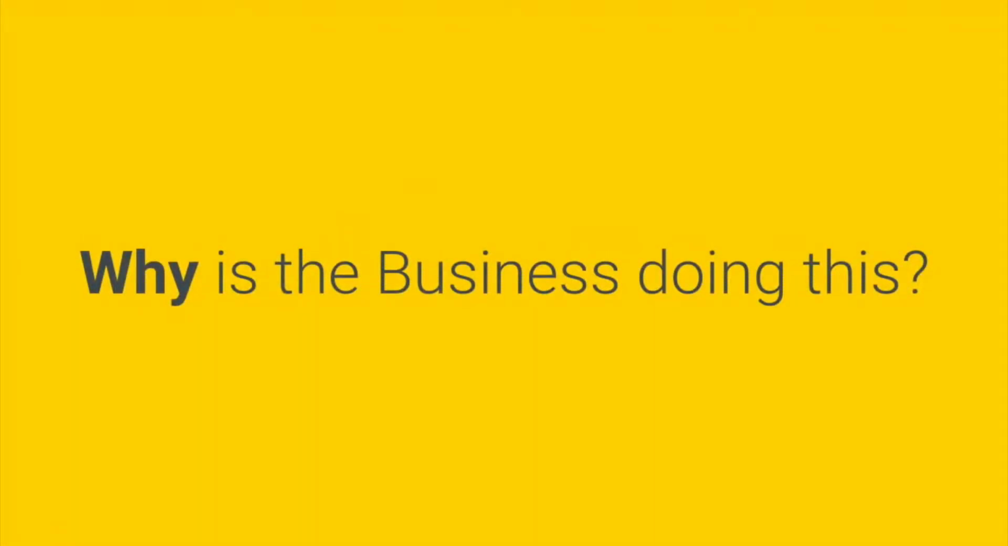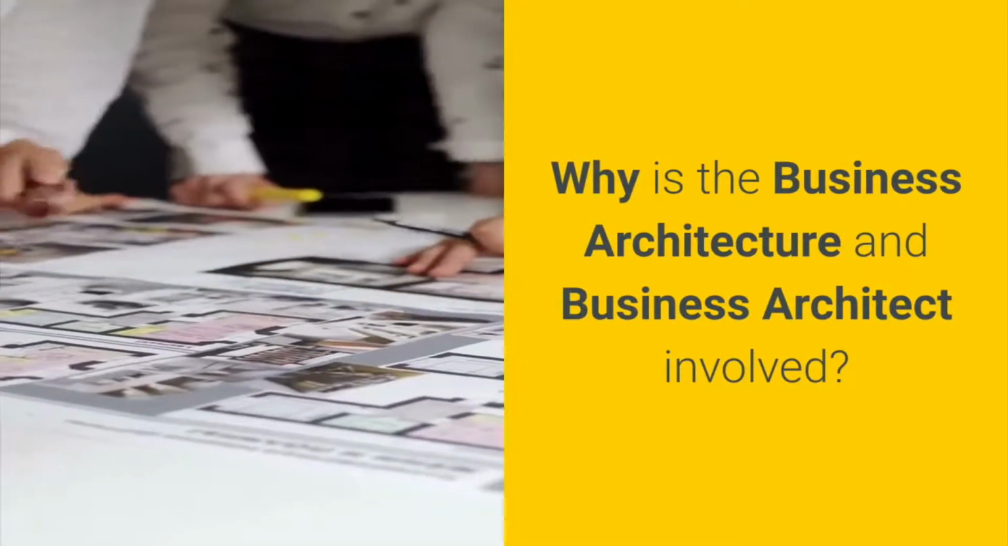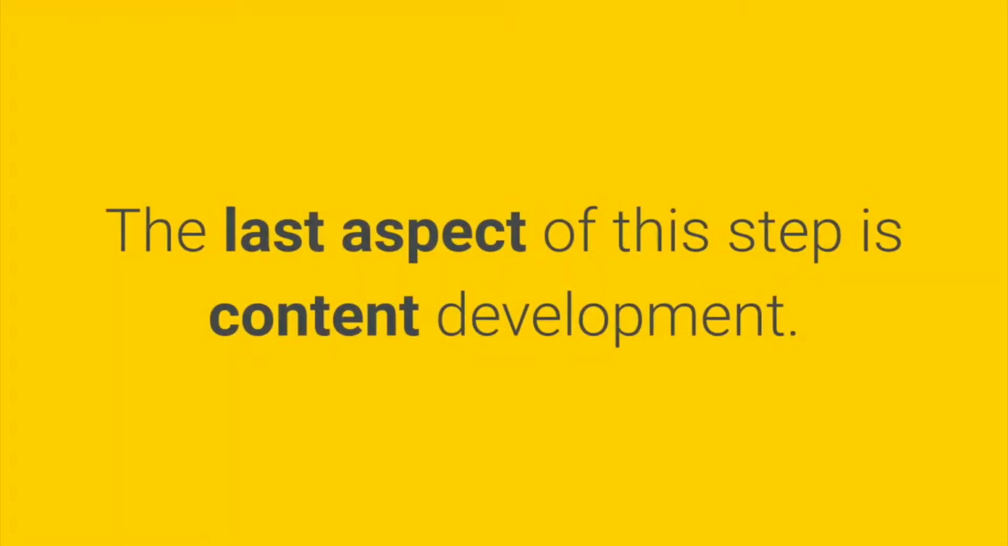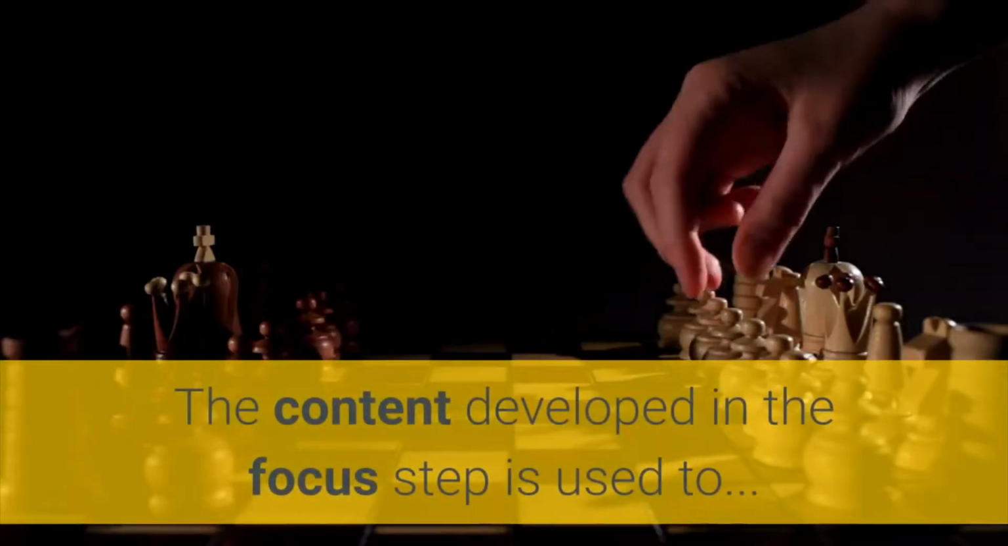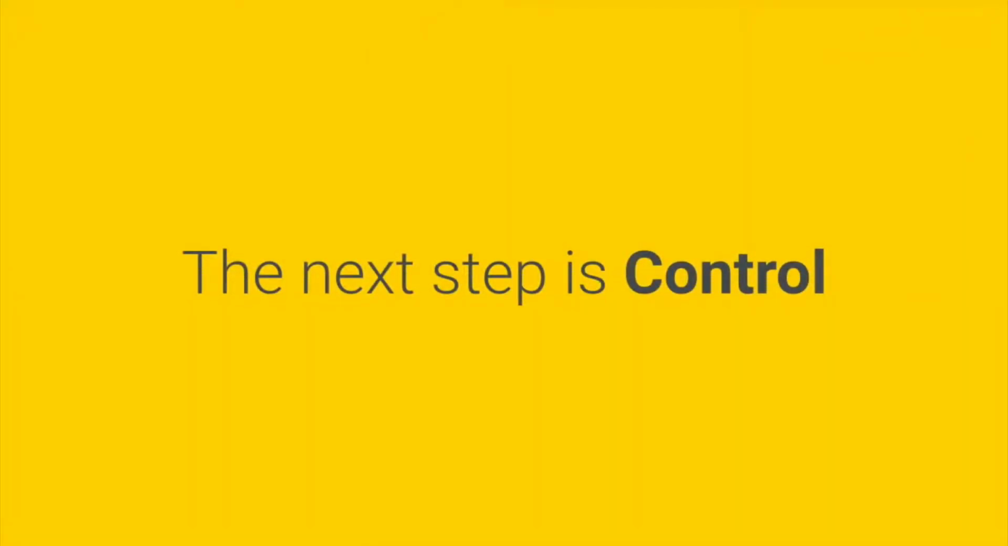Context. Then we ask the why. Why is the business doing this? What do they want or expect to achieve? Why is the business architecture and business architect involved? What does the business want and need to do and achieve? Content. The last aspect of this step is content development. The content developed in the focus step is used to identify and validate the vision, strategy and objectives of the business.